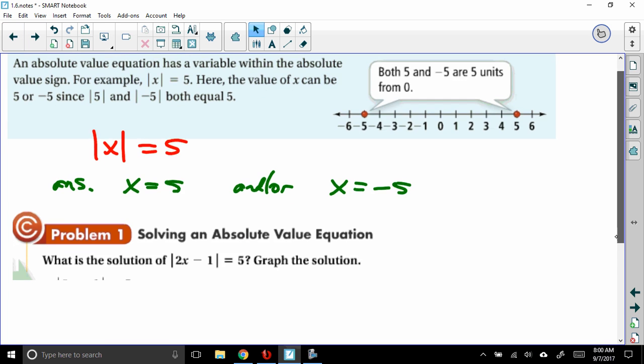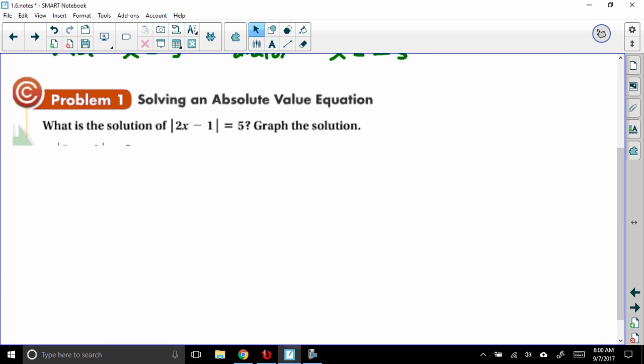Let's see if we can figure this one out. Problem 1. I don't like the way they ask that question. They say, what is the solution? Who can read my mind and tell me why I don't like the way they ask that? What do you think? The solutions. There's probably going to be 2. And in a second, we'll explore why there are 2.